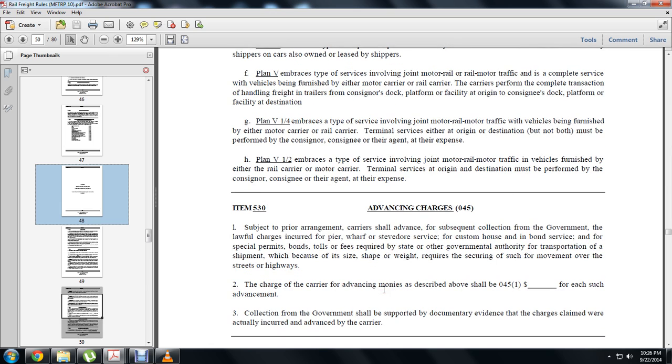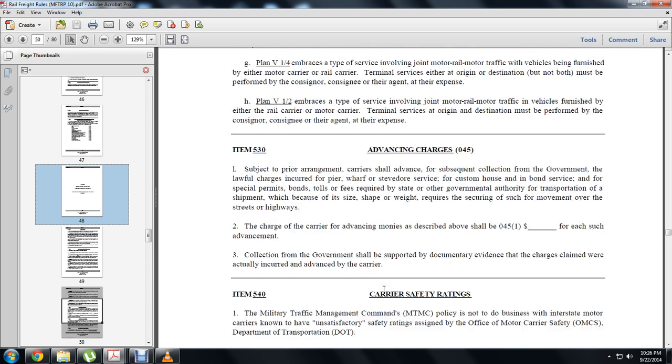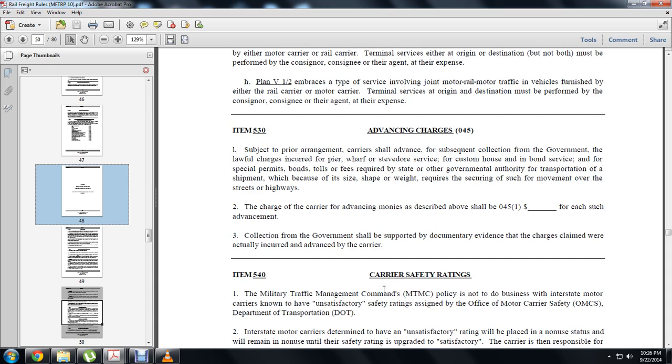The charges for advancing monies as described shall be 0.45 blank amount of cash for each such advancement, and collection from the government shall be supported by documentary evidence of the charge claimed where actually incurred in advance by the carrier.